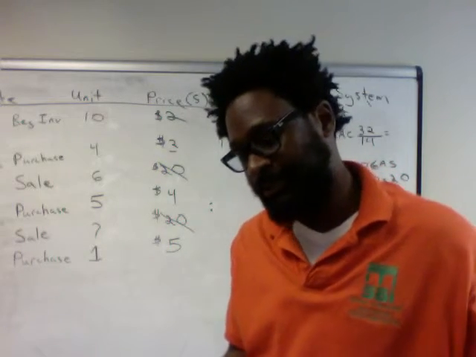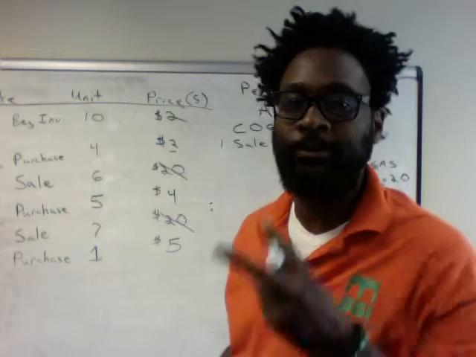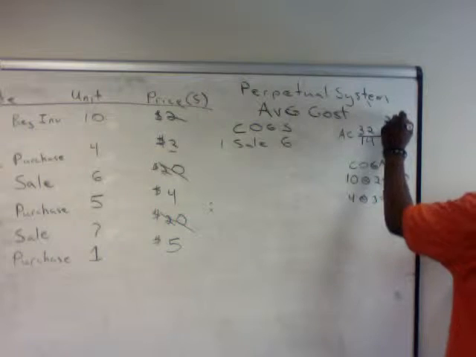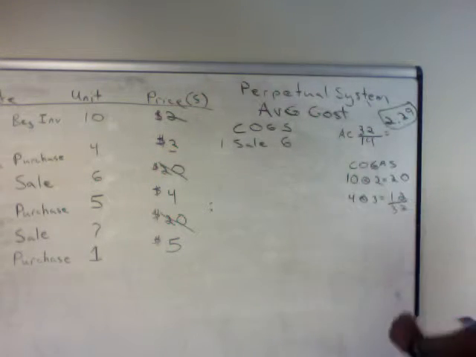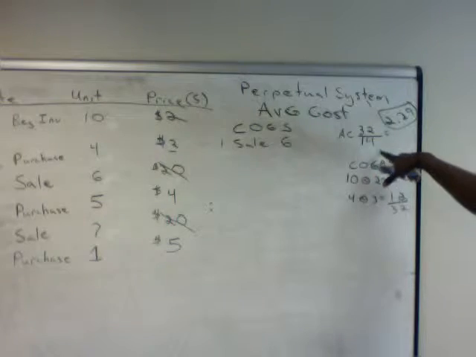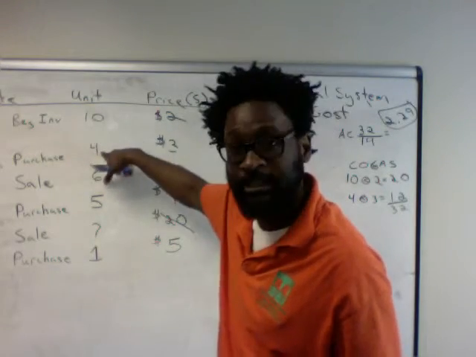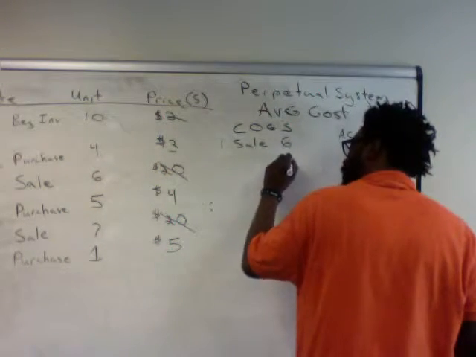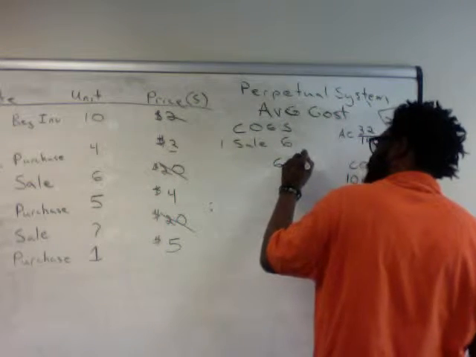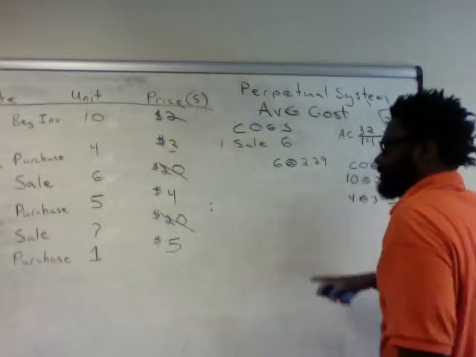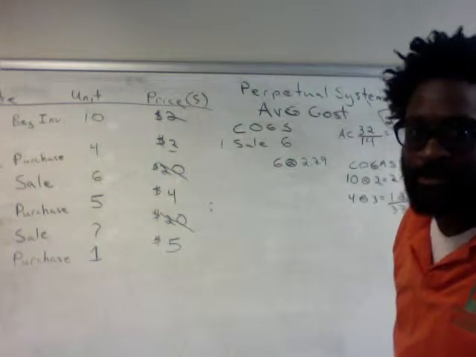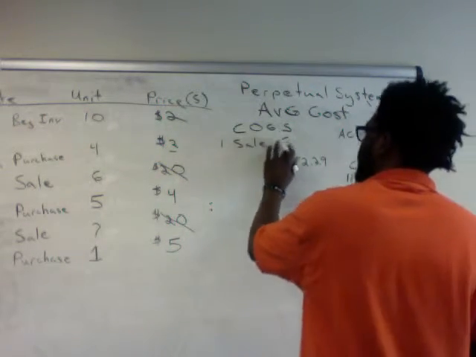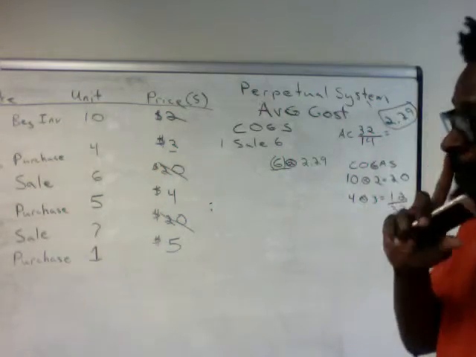I have $2.29. Always round up 2 decimal points over. So the answer is $2.29. That's my average cost for my 14 units. These 14 units have an average cost of $2.29. Therefore, the 6 units I sold have an average cost of $2.29. You might have to watch this again, but this is good stuff. And so we've identified all 6 units that we sold in the first sale.